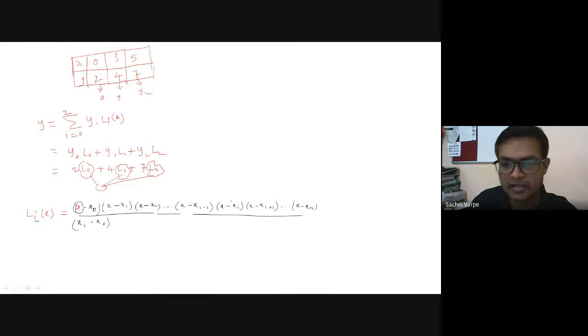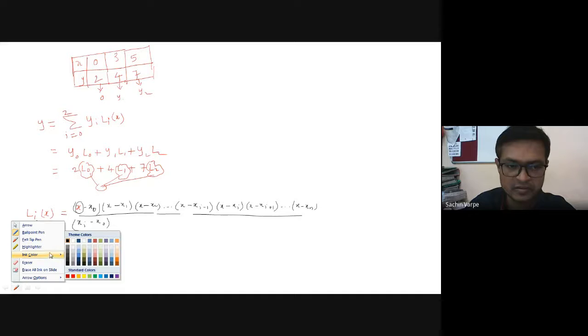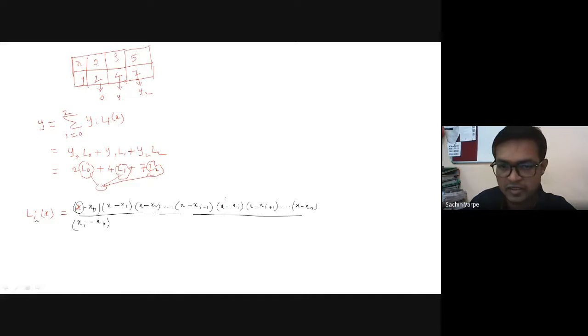If you look at this factor, if I write the denominator with x replaced by xi, then xi minus xi will be 0, isn't it? So the denominator will be 0. While writing the numerator, I'll have to skip this term. This is the only thing we need to remember: x minus xi, we have to skip from the numerator so that the denominator will be non-zero.